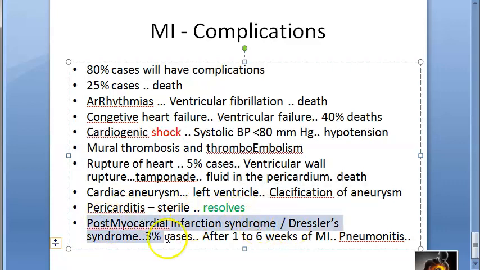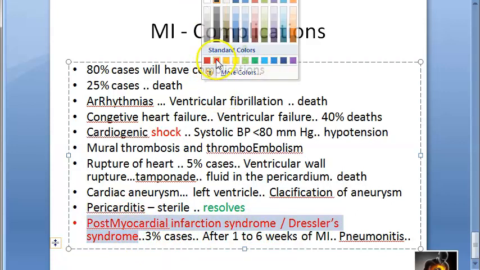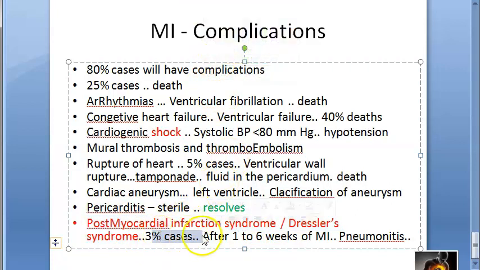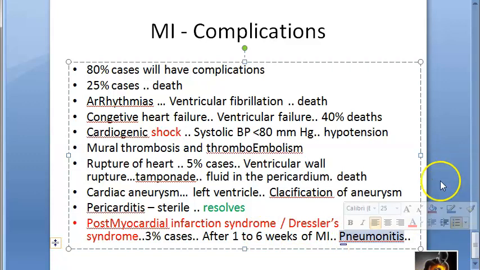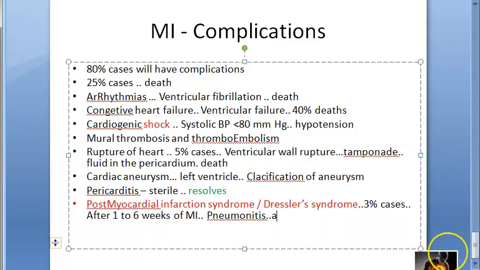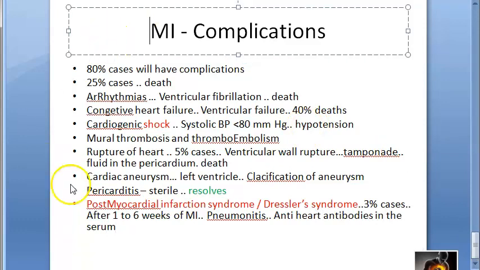Post-myocardial infarction syndrome is also called Dressler's syndrome. Dressler syndrome, basically in 3% cases this can happen. It happens after 1 to 6 weeks of myocardial infarction. There this person will have pneumonitis. They will have anti-heart antibodies in their serum. Okay. So these are the complications of myocardial infarction.